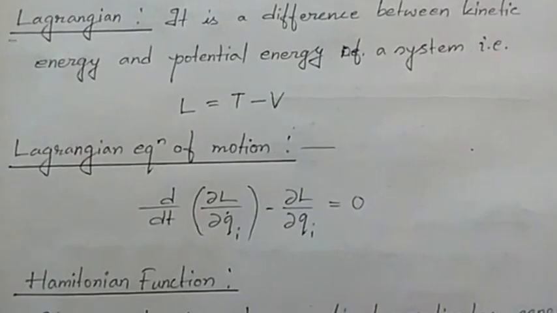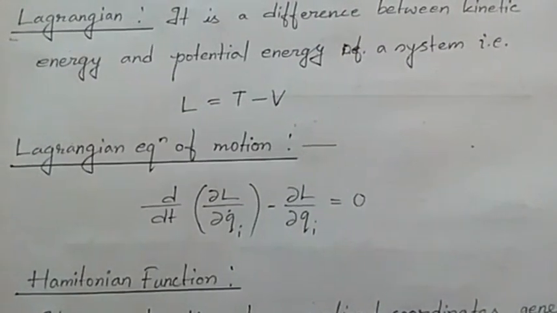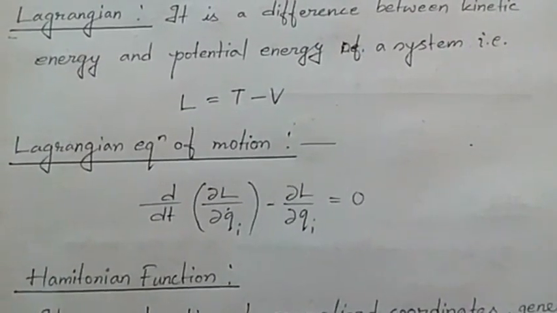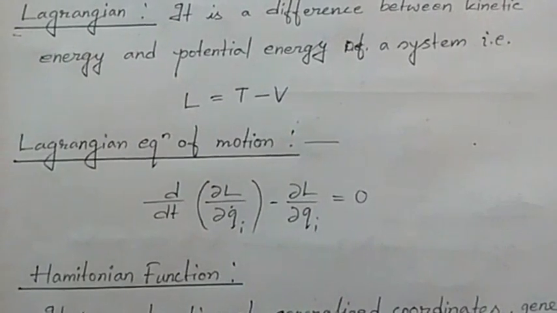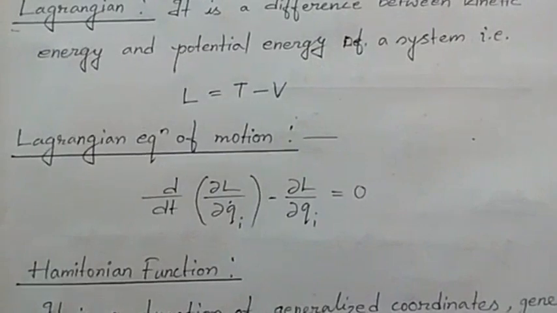Lagrangian. So Lagrangian is the difference between kinetic energy and potential energy of a system. System means mechanical system, that is L equals T minus V, where T is the kinetic energy and V denotes the potential energy.